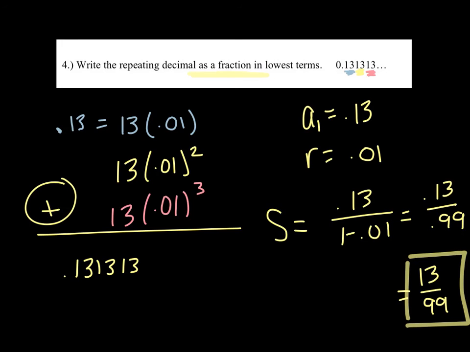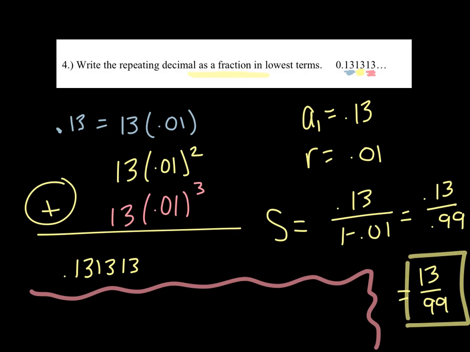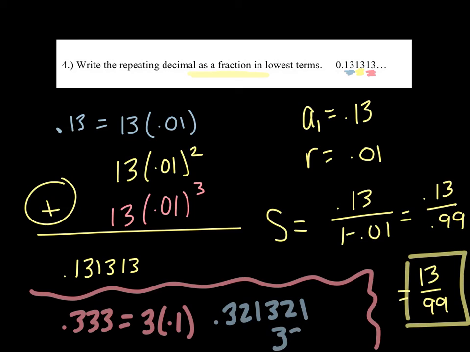So a repeating decimal is really just a sum of repetitions in different place values. That's it. So if you had, say, 0.333, that would be 3 times 0.1. Or if you had 0.321321, that's 321 times 0.001, because you're in the thousandths. You're just looking at the place values to see what that ratio is that you're going to be multiplying by.